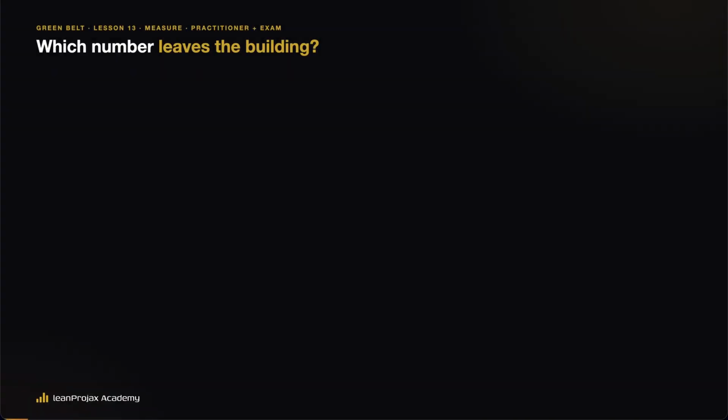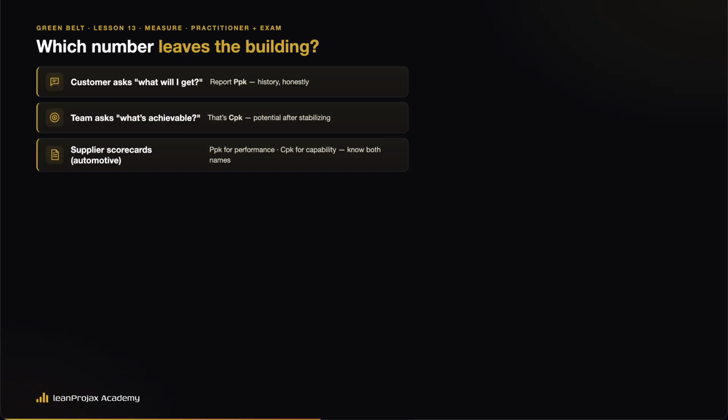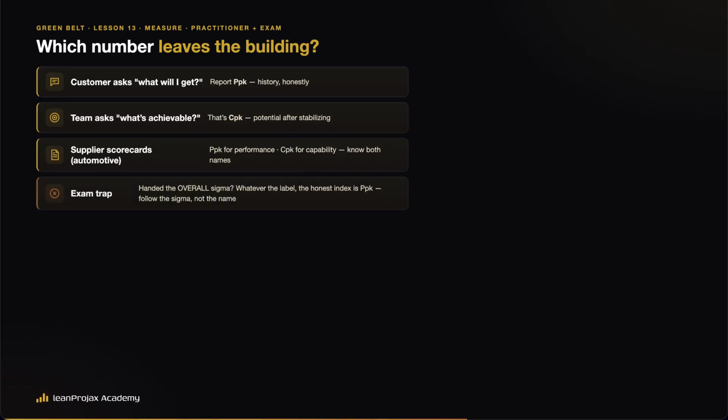Which number leaves the building? When a customer asks what they'll experience, report PPK. History, honestly. When your team asks what's achievable after stabilizing, that's CPK. Supplier scorecards under the automotive convention typically demand PPK for performance and CPK for capability. Know both names. And the exam trap. If a question hands you the overall standard deviation and asks for capability, the honest index it computes is PPK. The label matters less than the sigma you were given.